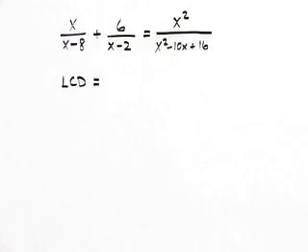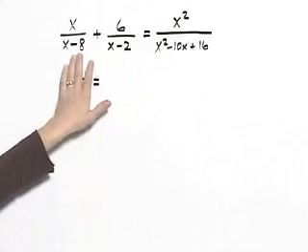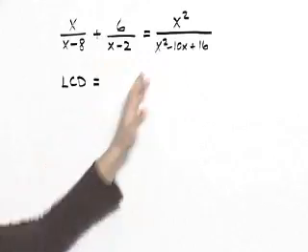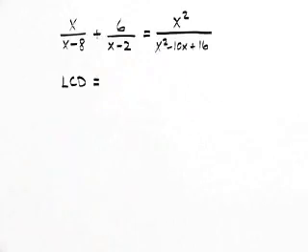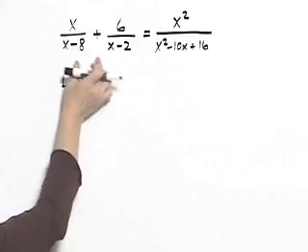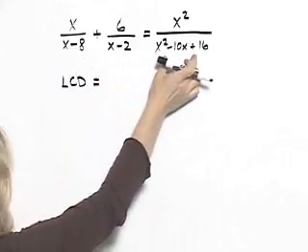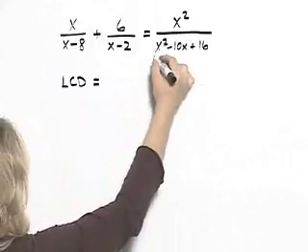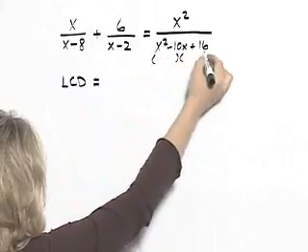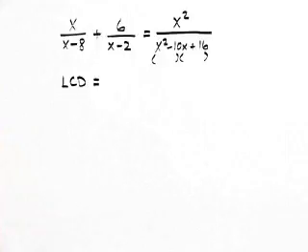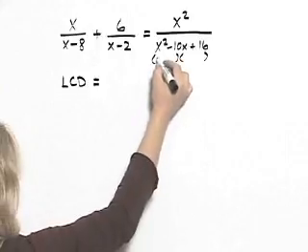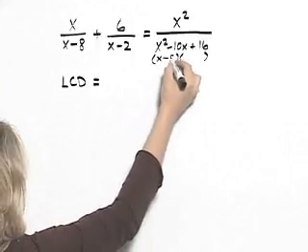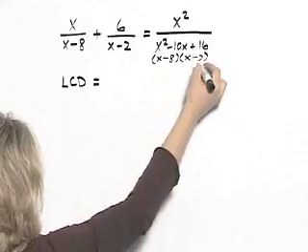We're asked to solve this equation. We note that we have fractions in this equation, so we want to multiply by the least common denominator so that we can get rid of the denominators. To do that in this case, we're going to factor the last denominator. The other two are already factored. When we factor this denominator, we will get x minus 8 times x minus 2.